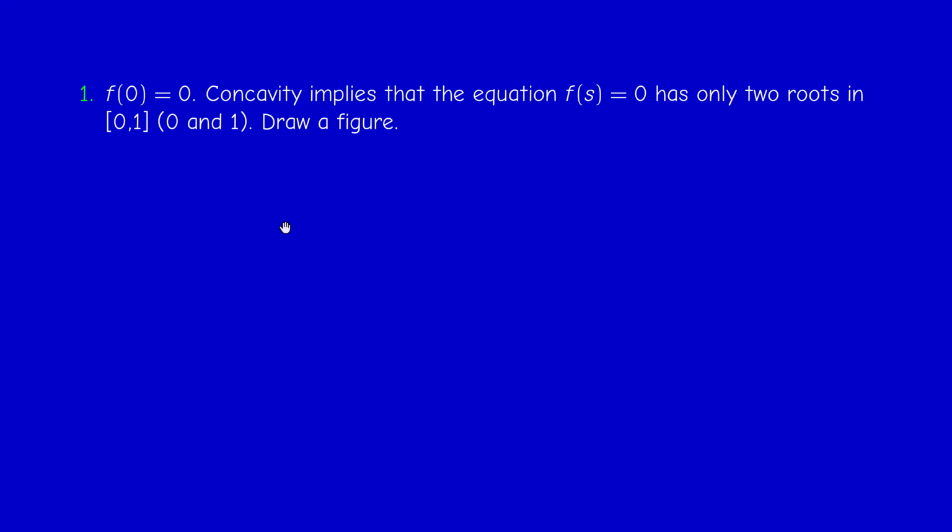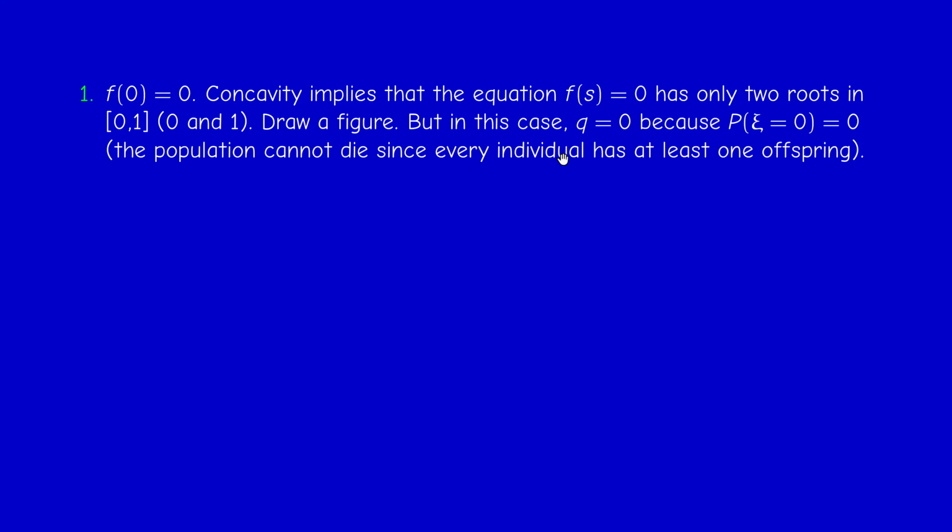If f of 0 equals 0 and f of 1 equals 0, so it's like a parabola, actually. So f is concave. It goes from 0 to a maximum and goes back to 1. So we just have two roots, 0 and 1. But in this case, q equal 1 equals 0 necessarily. Because why? Because the population cannot die, right?